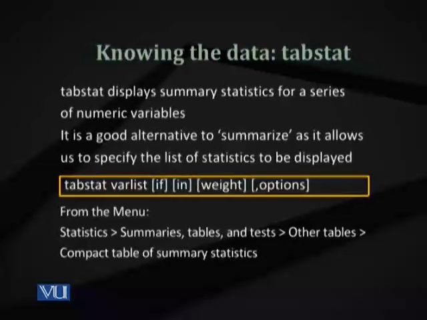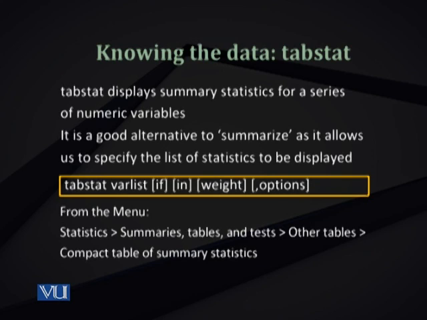So tabstat, you must type it, all of it. Variable list, there are no square brackets. So with tabstat, you need to provide some variables, one or several variables. You have square brackets around if and in and weight, which means that it's an option to specify a condition with if, and it's an option to specify the rows of observations that you want to analyze by using the in command. Weights are also optional. So you have comma and options, which are the options actually that you can use after comma for modifying your tabstat result.